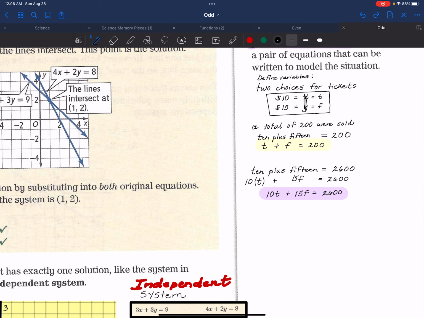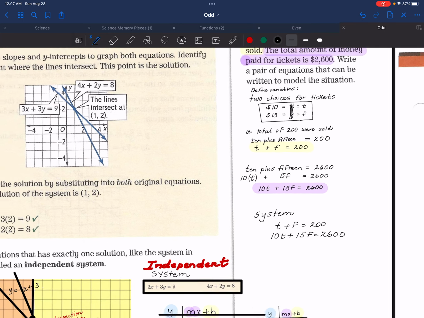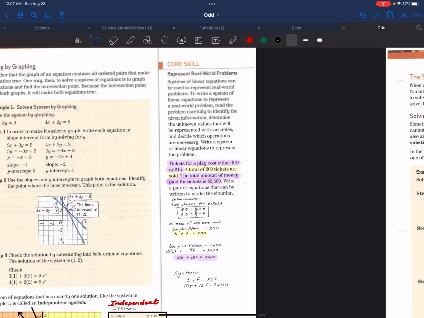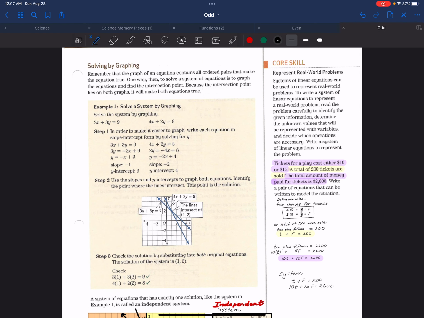So the system of equations that we're looking for is T plus F is 200. And then the other part of the system is 10T plus 15F is $2,600. We don't have to solve the system. We just had to write it. So that would be your answer right there.